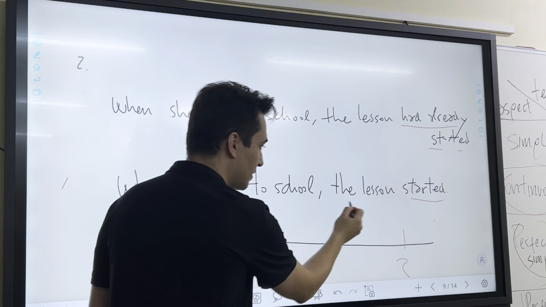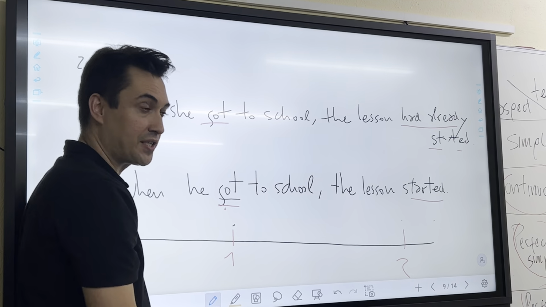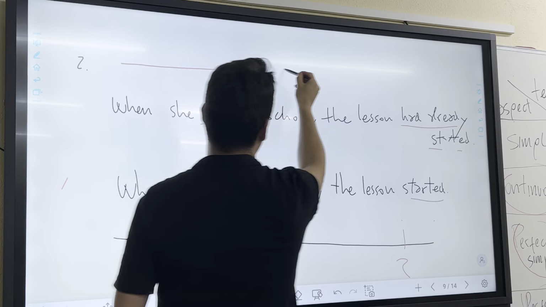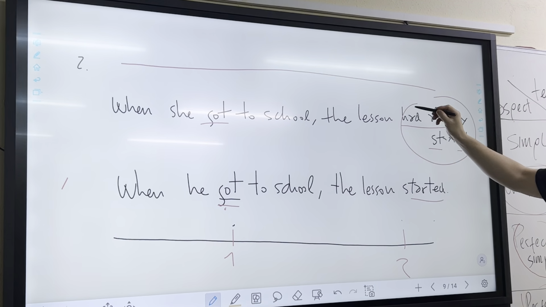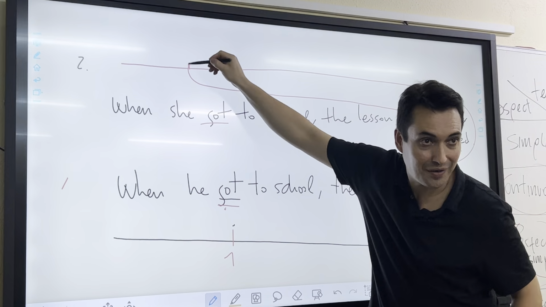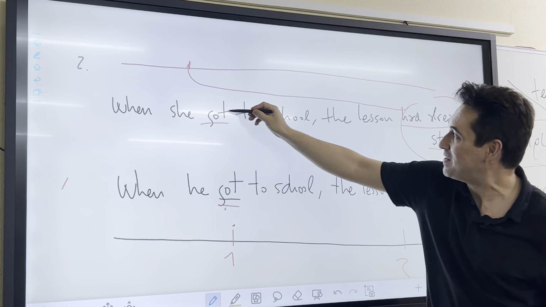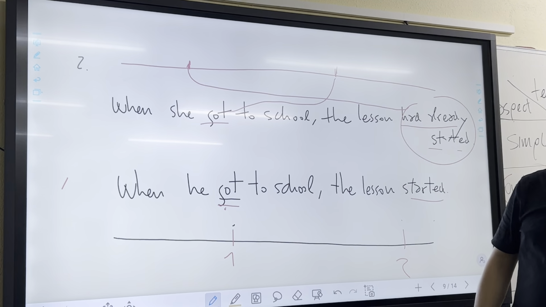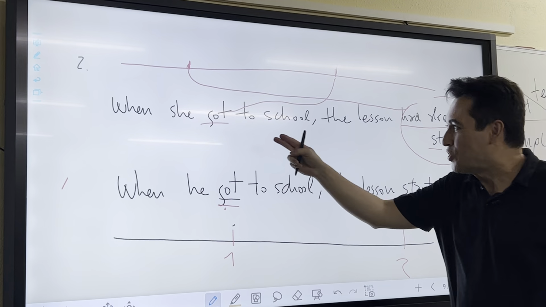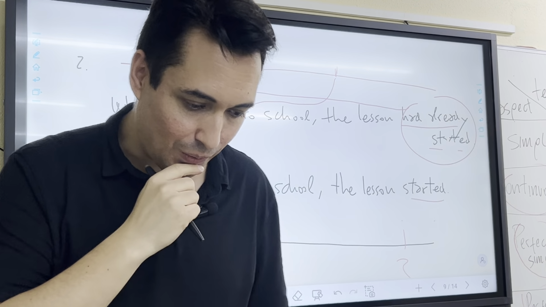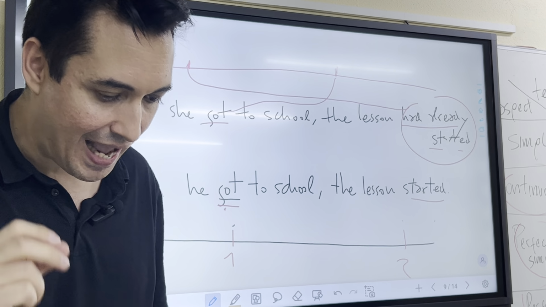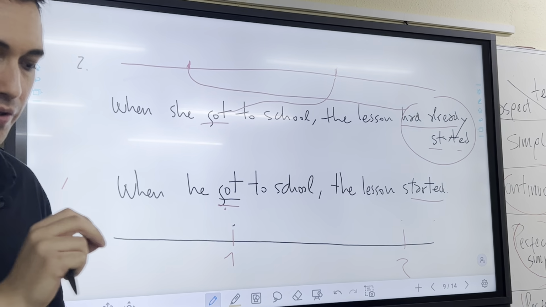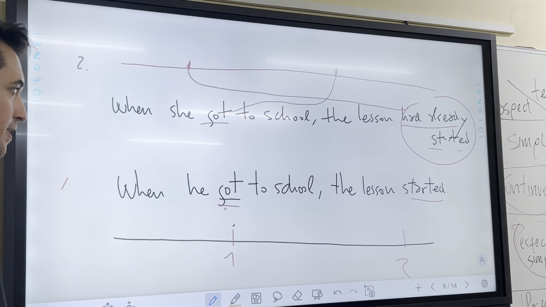So one action after the other with past simple. However, if we have a timeline here, when he got to school, the lesson had already started. So the lesson had already started, happened earlier in time, and then he got to school, happened here. So we use this combination of past simple and past perfect to indicate that one action happened before the other or before a point in time.